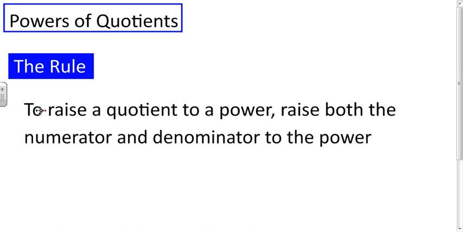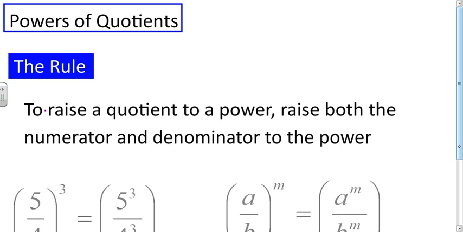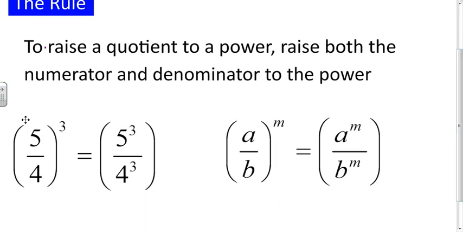To raise a quotient to a power, we raise both the numerator and denominator to that power. So we can see a couple examples here. 5 over 4 raised to the 3rd is 5 to the 3rd over 4 to the 3rd. And a over b to the m power is a to the m over b to the m.